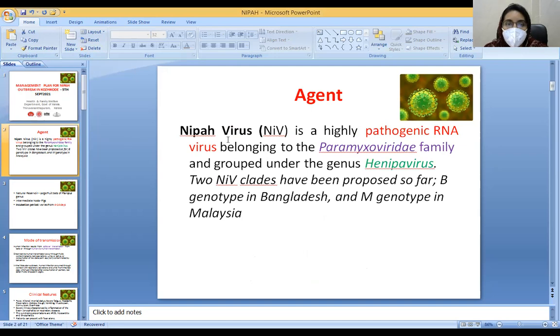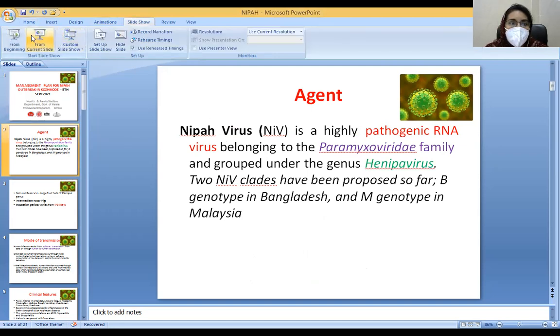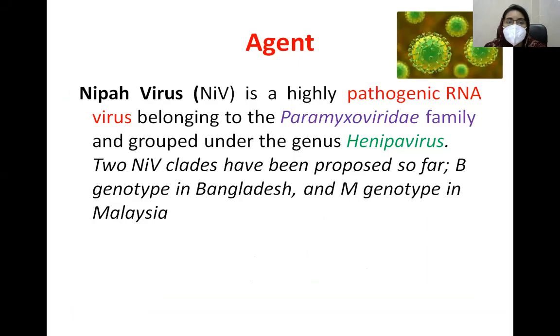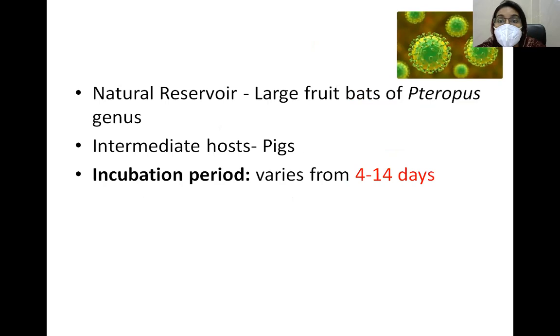So, about the agent. The agent is Nipah virus. As you all know, it is a pathogenic RNA virus belonging to the Paramyxoviridae family. This is grouped under the genus Nipah virus. There are two NIV clades that have been proposed, the Bangladesh genotype and the Malaysian genotype. Actually, the Kerala type has almost 86 to 95% similarity to these genotypes. The natural reservoir is the large fruit bats of the Pteropus genus. The intermediate hosts are pigs. The incubation period varies from 4 to 14 days.